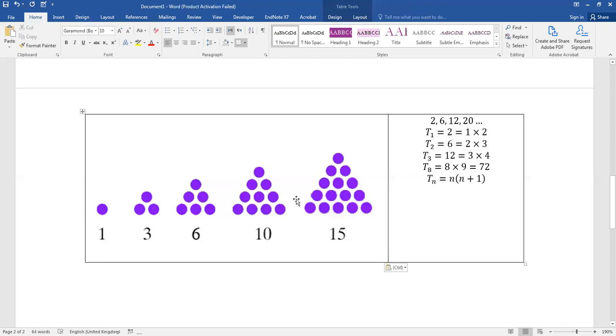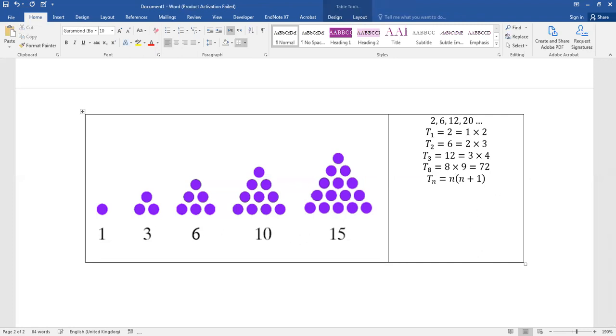Okay, let's have a look at this pattern. These are called triangular numbers: 1, 3, 6, 10. For example, the bowling pins that you arrange, this is how you arrange them. And if you continue arranging it in that way, these are the numbers that you can get: 1, 3, 6, 10, 15, and so on.